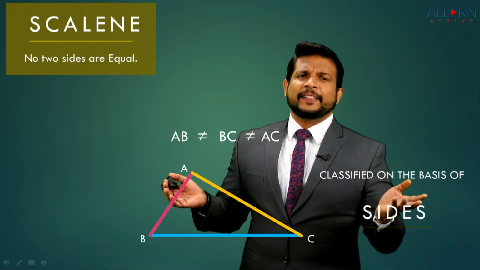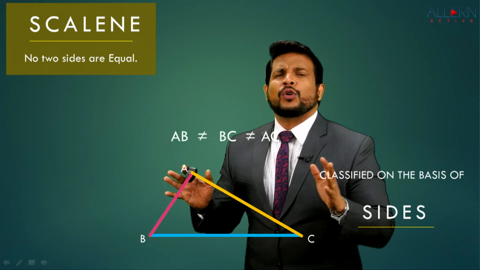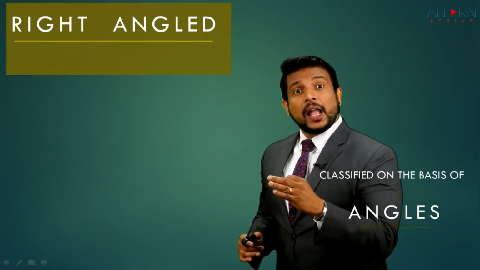Equilateral triangle, all sides equal. Isosceles triangle, two sides equal. Scalene triangle, no two sides are equal. Was that easy? Now let's discuss on the basis of angles. So on the basis of angles, the very first one is a right angle triangle.